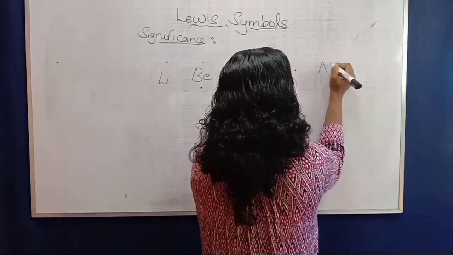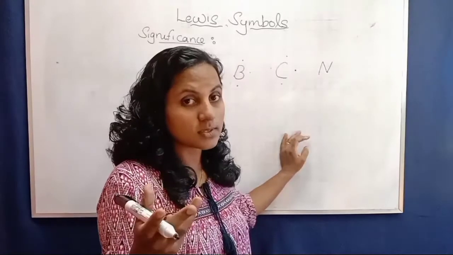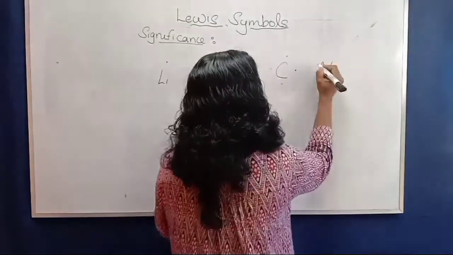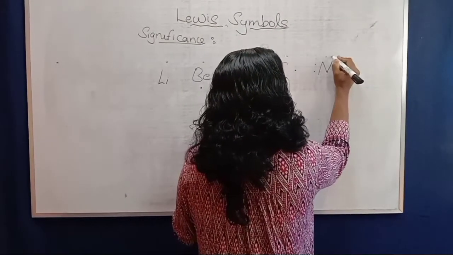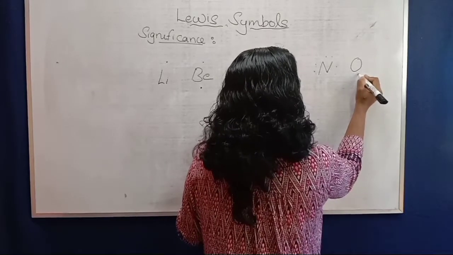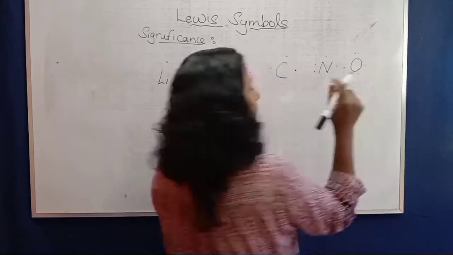And for nitrogen, how many outer electrons are there? If carbon has 4, nitrogen will have 5. 1, 2, 3, 4, 5. Next, oxygen. 6: 1, 2, 3, 4, 5, 6. The other 2 I am writing here.